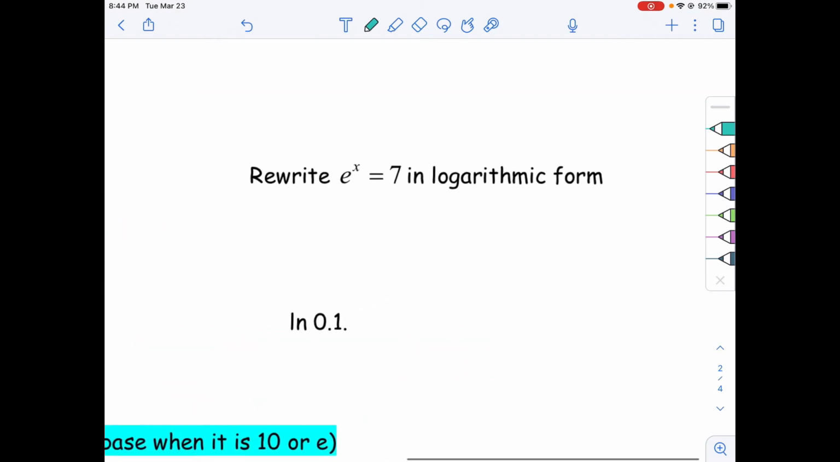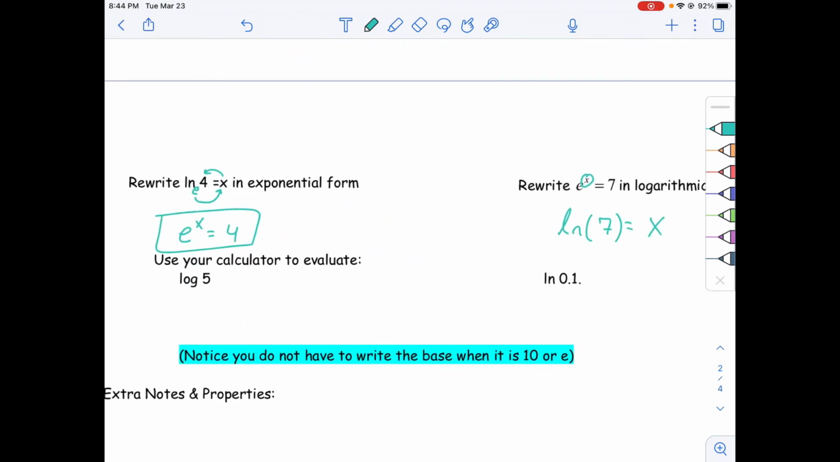The next one says rewrite e to the x is equal to 7 in logarithmic form. Well, log base e is ln. And then it's always, the x is always on the opposite side, so equals x. And then inside the ln, we have 7.